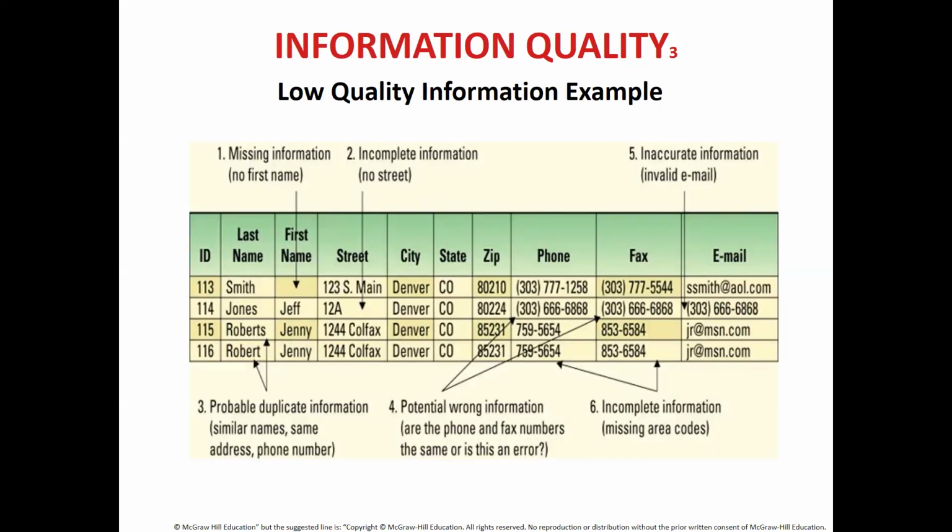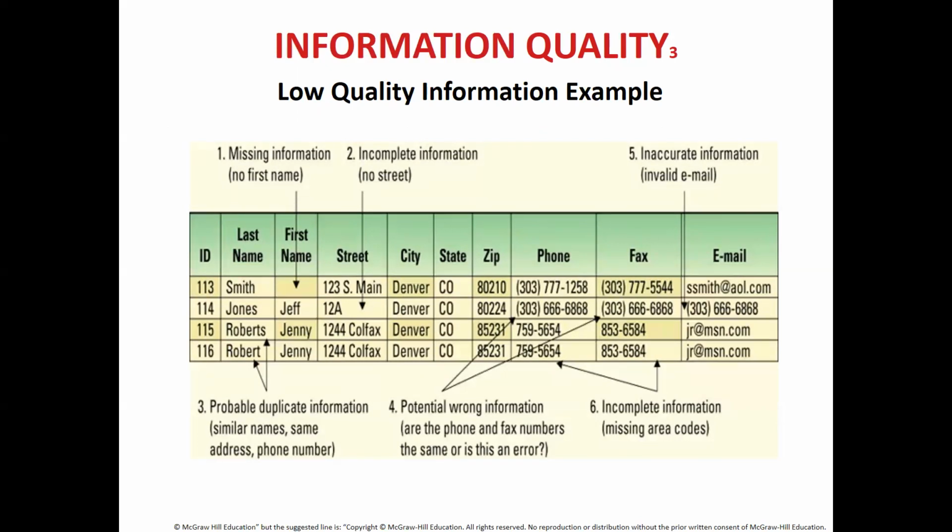Now, let's have a look at low quality information examples. Look at the first one: missing information. What is missing over there? There's no first name. That's something we would need to avoid if you are trying to feed information in to make effective decisions for an organization.